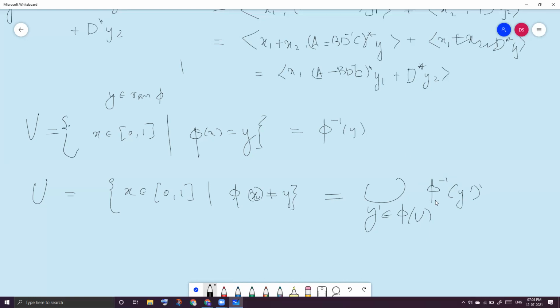So again, this phi inverse of y dash is open for a similar reason, because any point that has phi of x dash equal to y dash has a neighborhood where the value of phi is y dash again. So this is an open set. The union of them is an open set. U is also an open set. So U and V are both open sets, and their union is the whole of [0, 1].